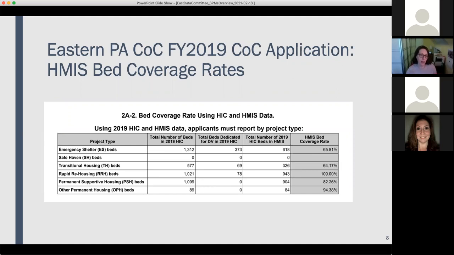HUD's threshold is really 85% on the NOFA. We lose points when we don't reach 85%. And the other one is PSH, where it's close, but not quite there at 82%. Maybe we'll get there. But the issue here is that we're not exactly seeing all of the projects that are operating within the CoC's region. And so our understanding of the performance is impacted because we're actually not seeing everything that's out there.